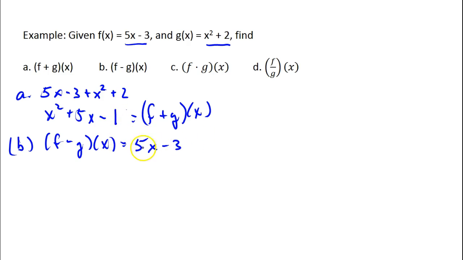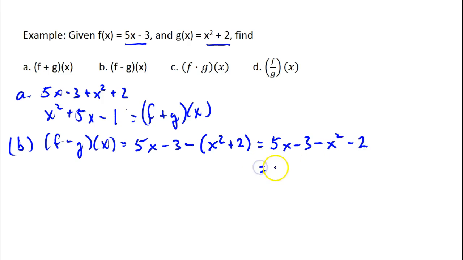Okay, back to subtracting. So I have 5x minus 3 minus, and I'm subtracting the entire function, okay? So put that in parentheses. Now that's going to work out to 5x minus 3 minus x squared minus 2, and we get negative x squared plus 5x minus 5.